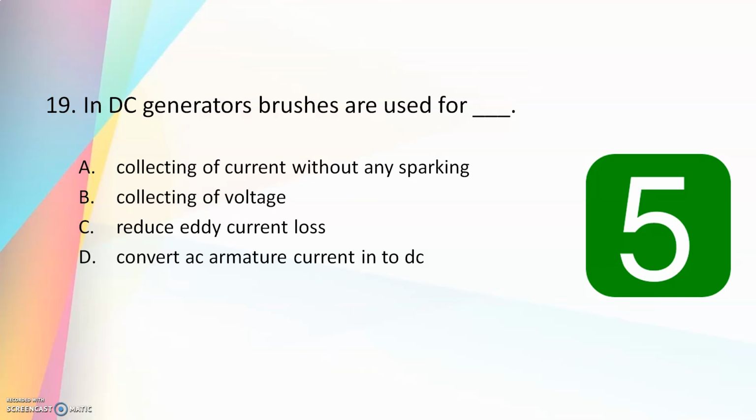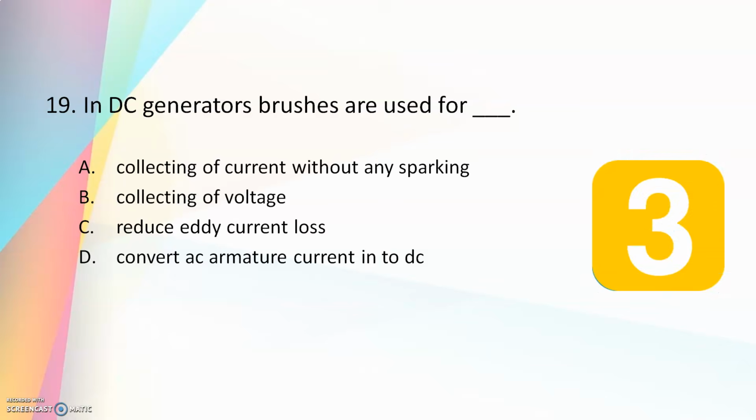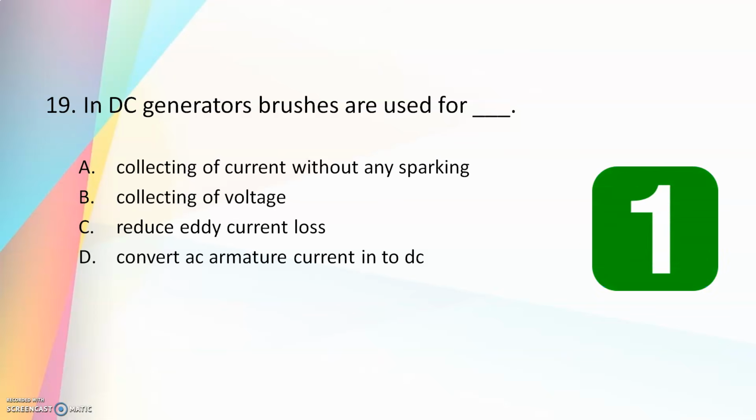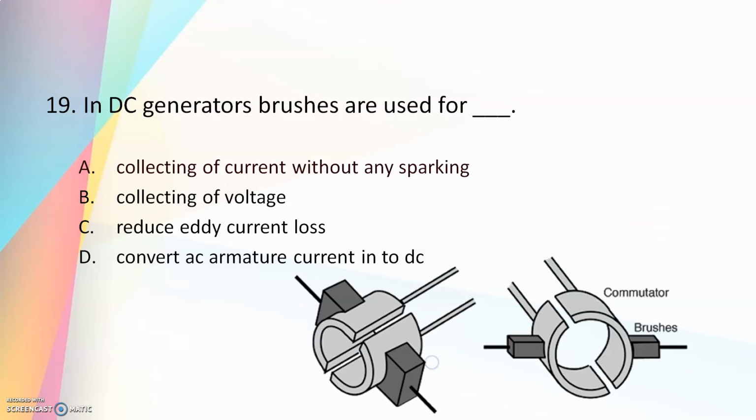In DC generators, brushes are used for collecting of current without any sparking, collecting of voltage, reduce eddy current loss, or convert AC armature current into DC. And the answer is collecting of DC current without any sparking. That is the use of brushes.